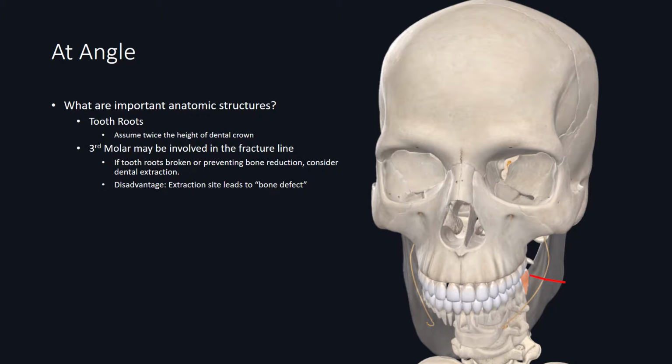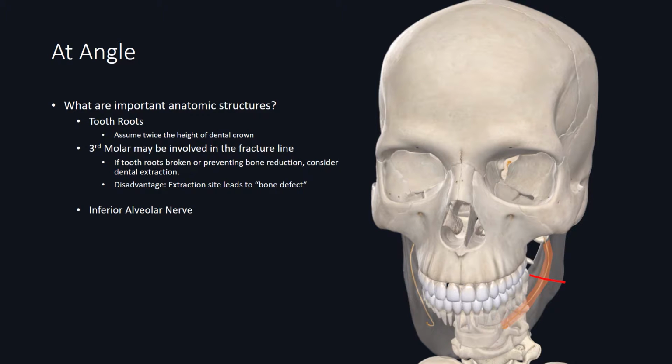Now, the downside of removing the third molar is that it can lead to a bone gap where the third molar used to be, and this may introduce some bone instability. So generally leave them alone unless a tooth root is broken or if the bone reduction is not possible.